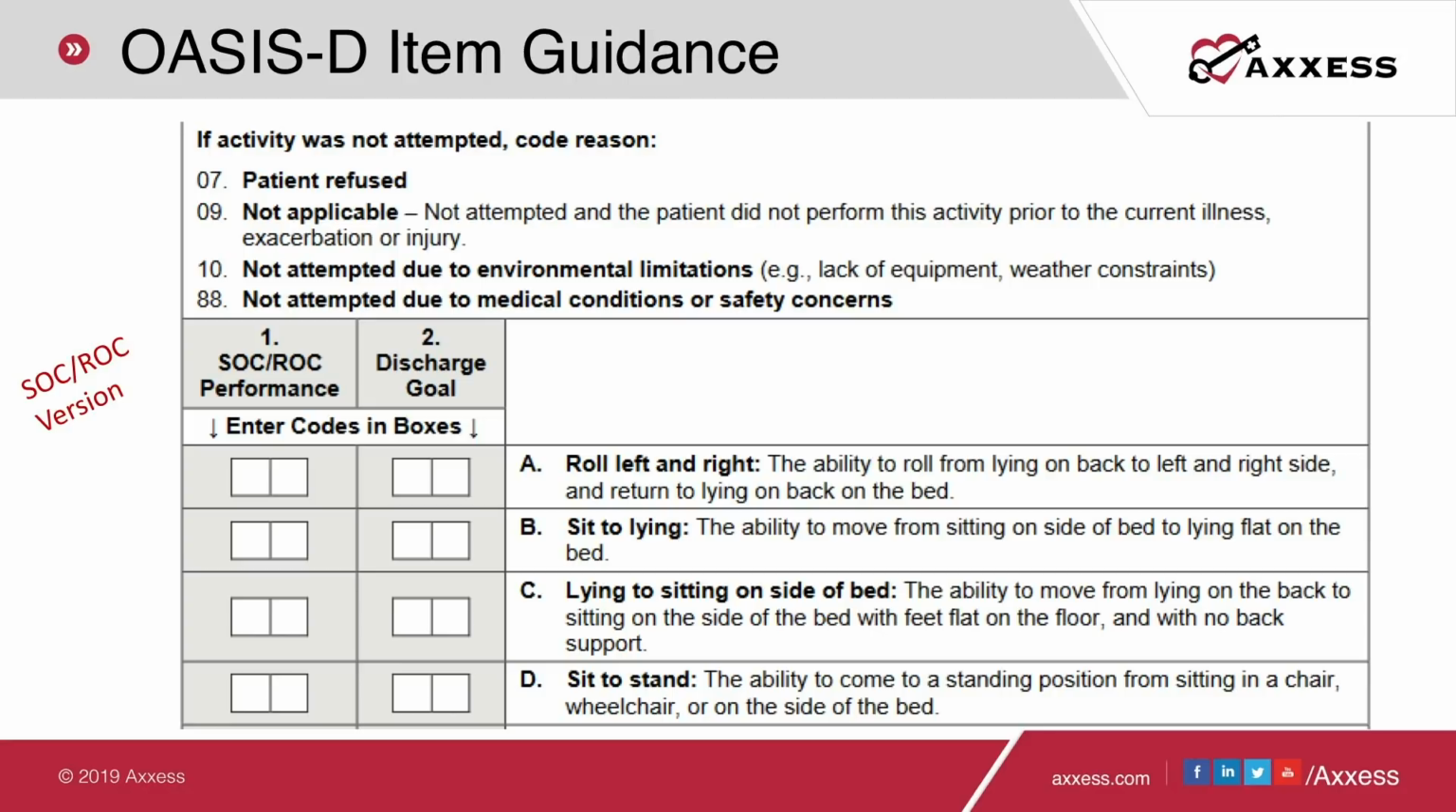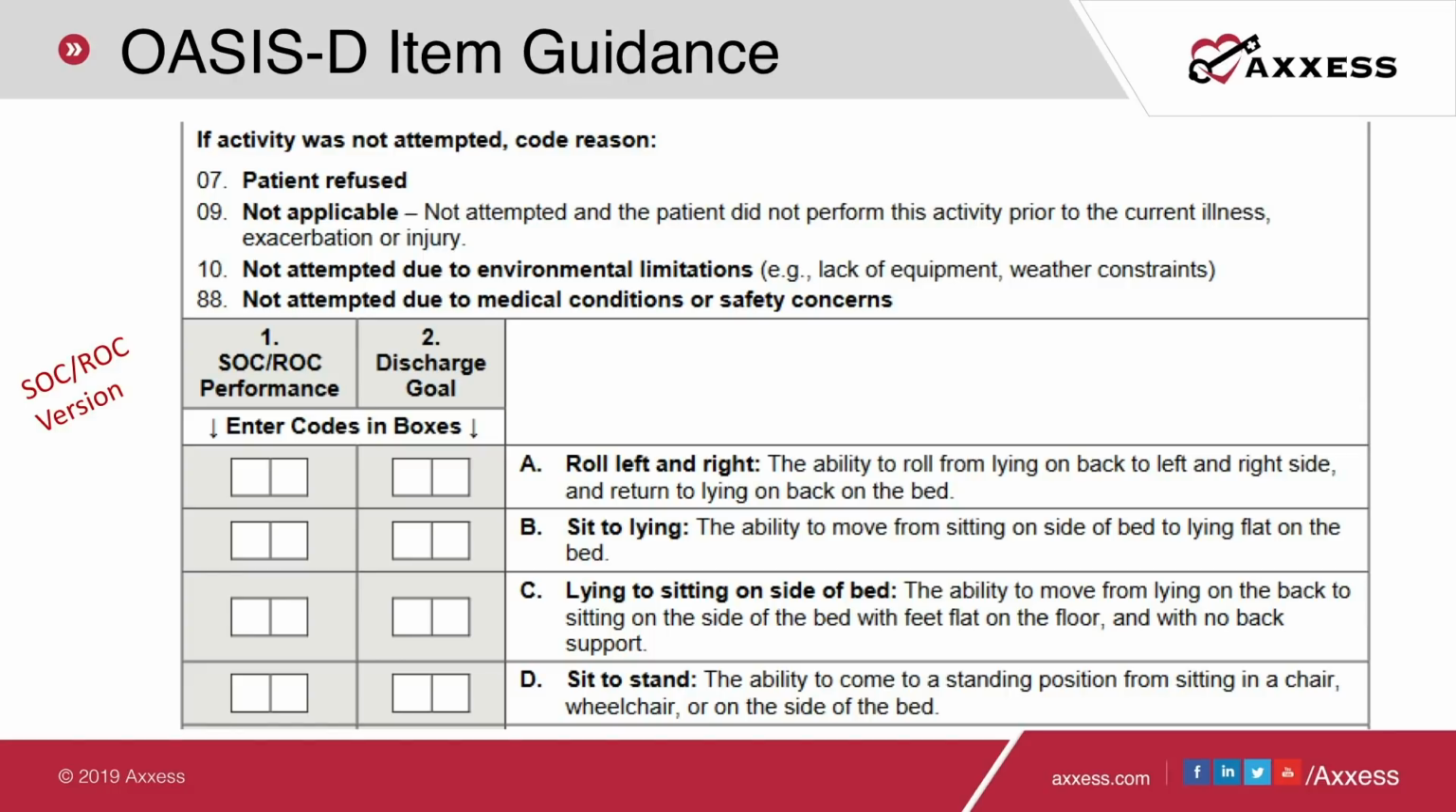If we didn't attempt the activity for some reason, we would code the reason why, and those reasons are either 07, patient refused, or 09, not applicable because the patient didn't perform this activity prior to the current illness, exacerbation, or injury. Or 10, not attempted due to environmental limitations like a lack of equipment or weather constraints. Or 88, not attempted due to medical conditions or safety concerns.